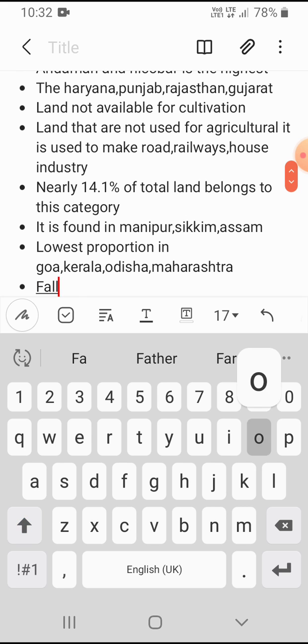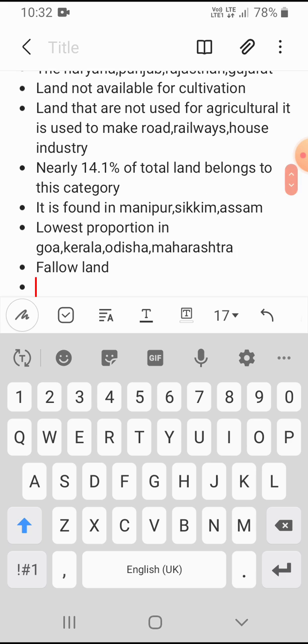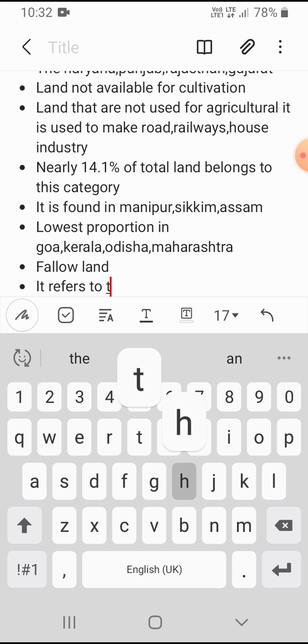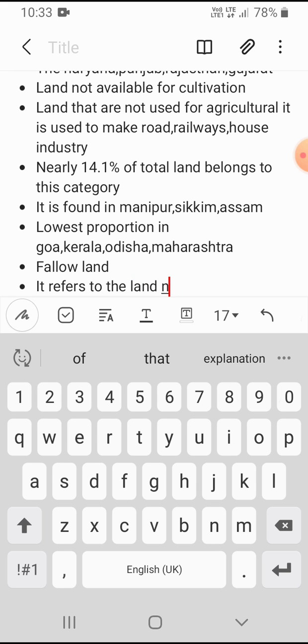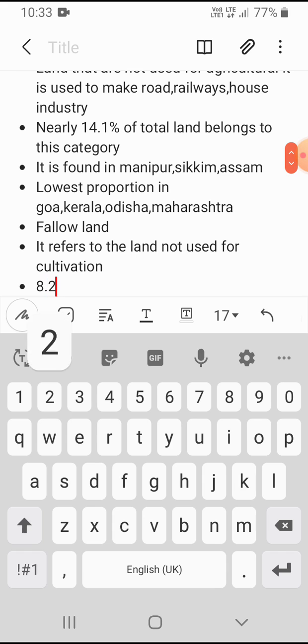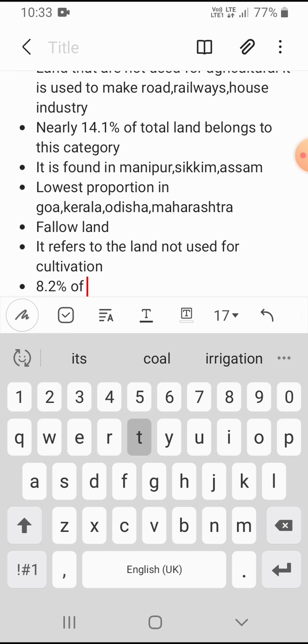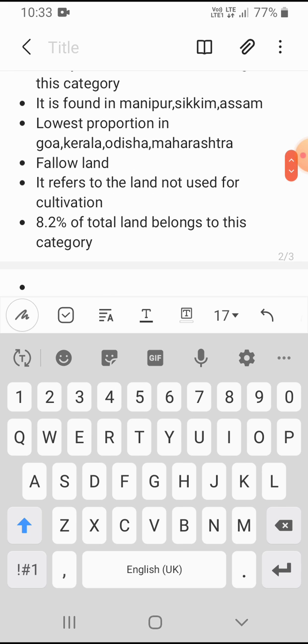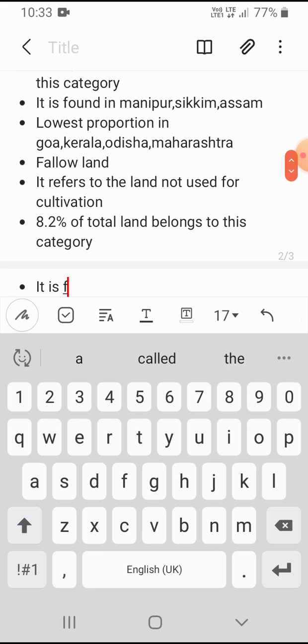Next is fallow land. Fallow land refers to the land that is not used for cultivation, and 8.2% of total land belongs to this category.